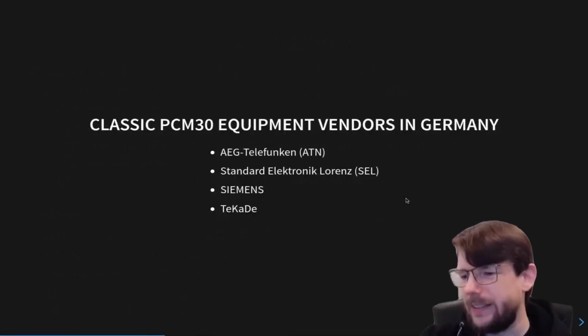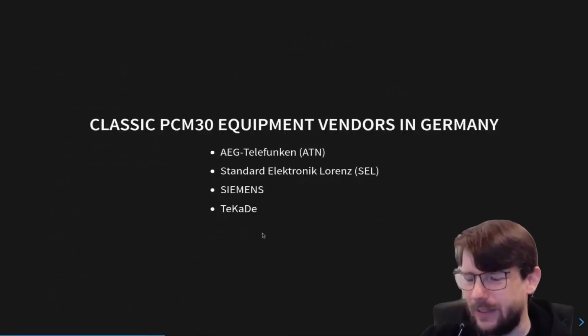So what kind of vendors did we have in Germany? These 4 vendors were suppliers to Deutsche Telekom, supplying PCM30 equipment. At least those are the 4 that are always mentioned in the documents I have from Deutsche Bundespost. There might have been others, but at least those are documented suppliers.